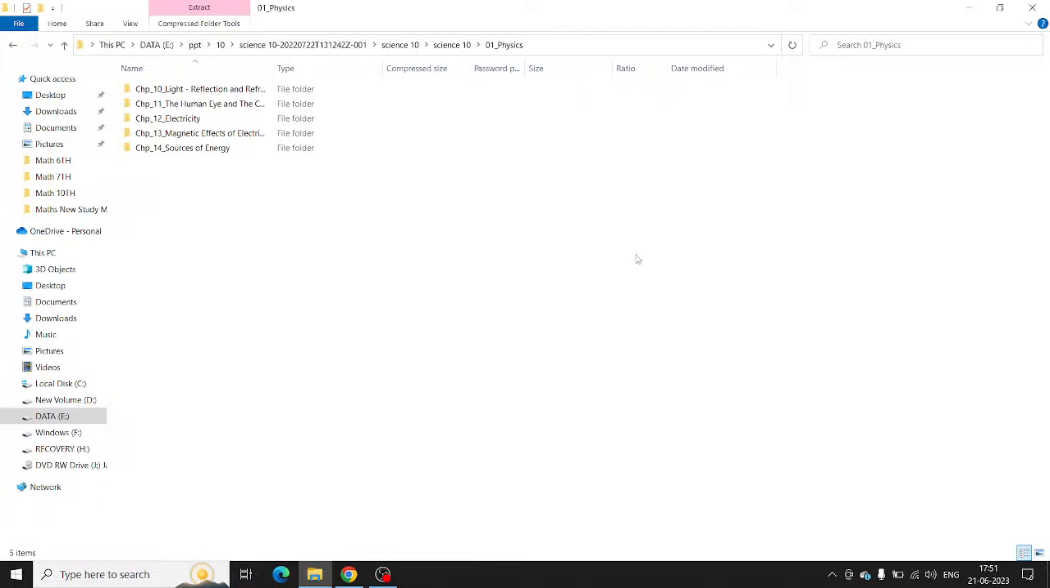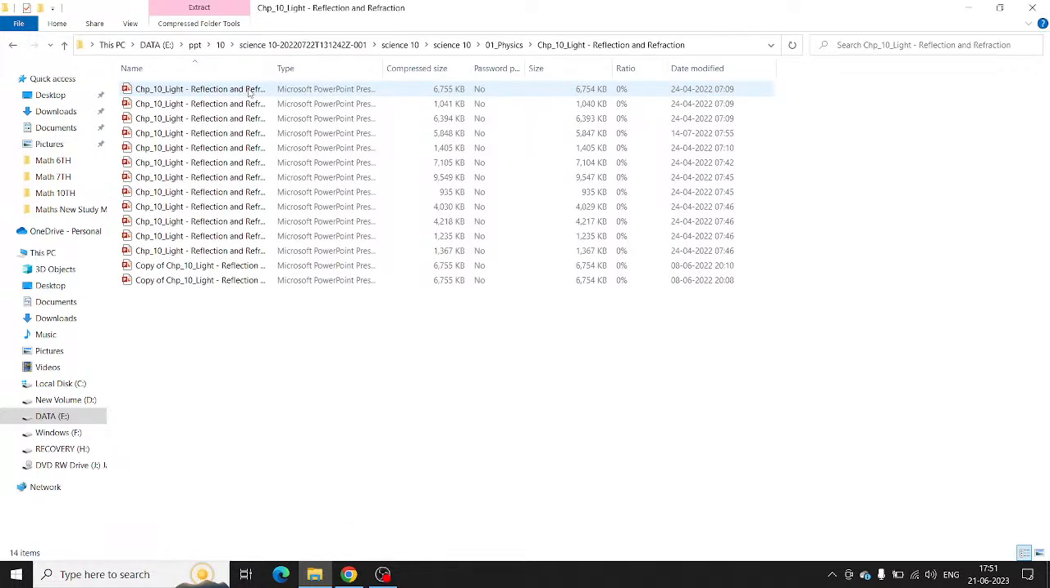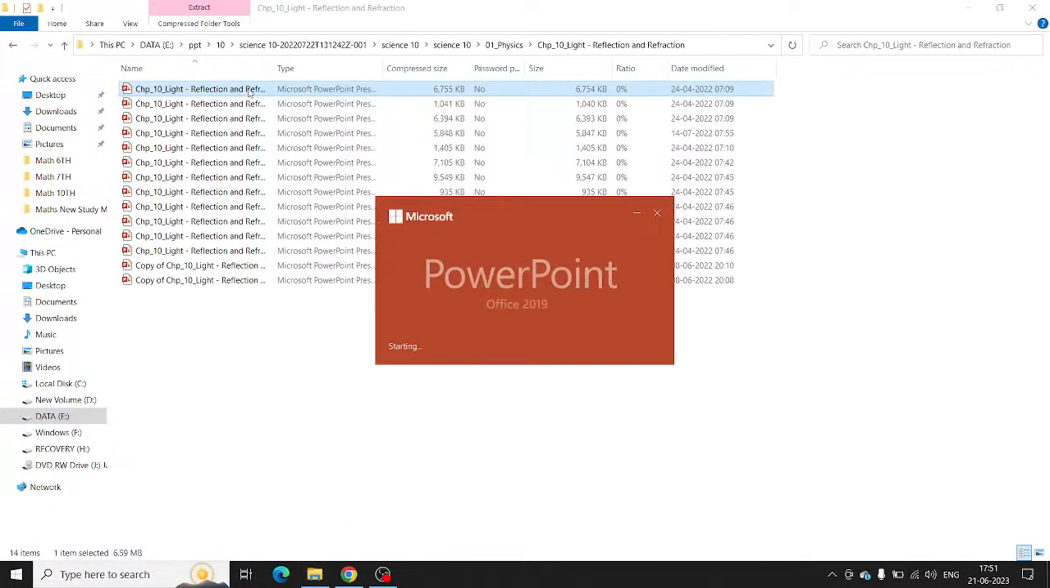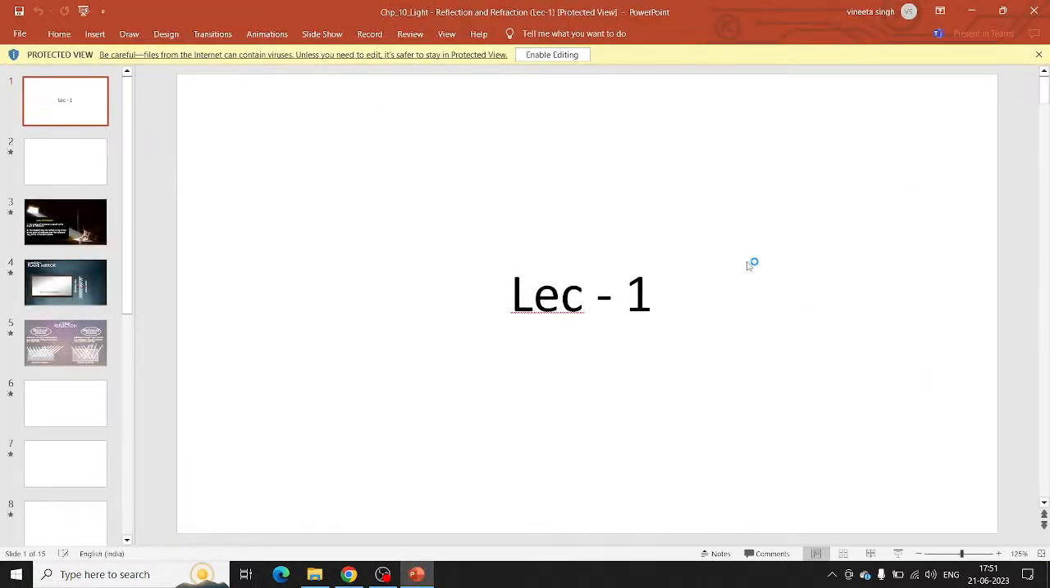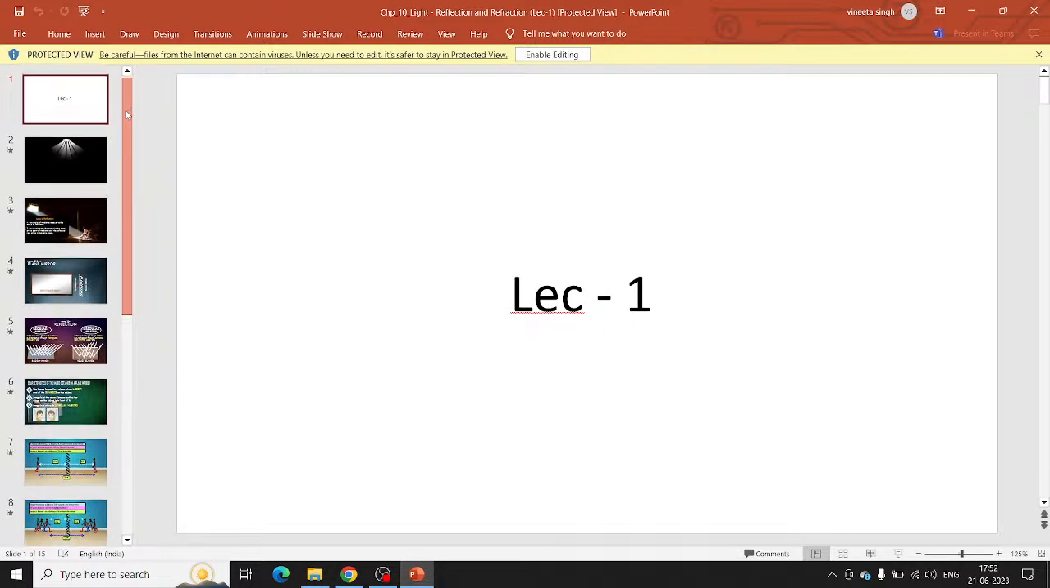Cubbon Park. Next, how many railway zones do we have in India? Write down: 17 railway zones. We have 17 railway zones in India. Next.